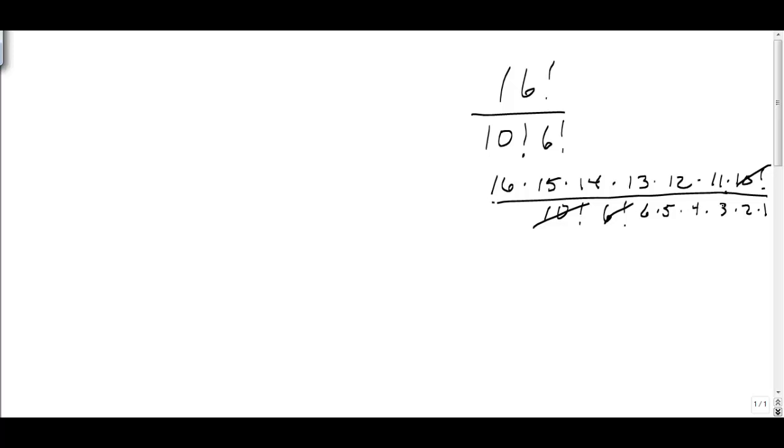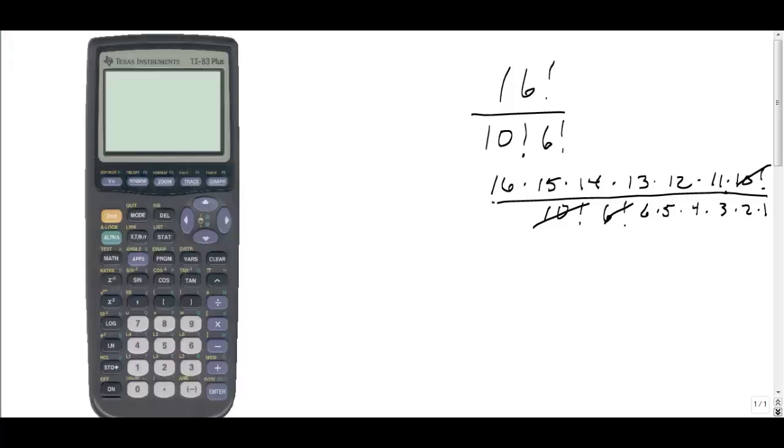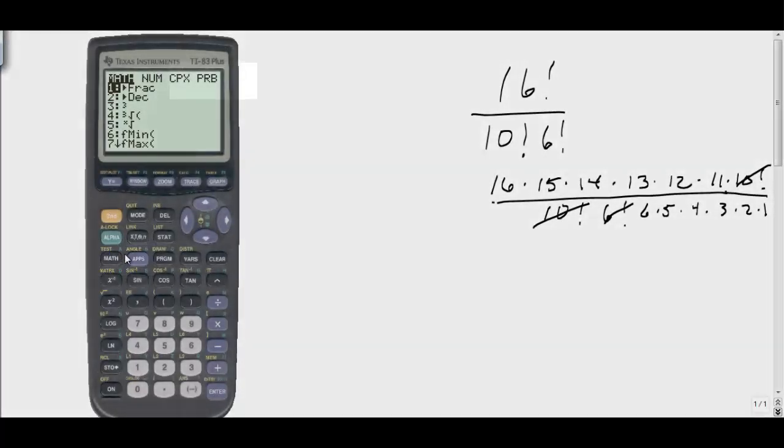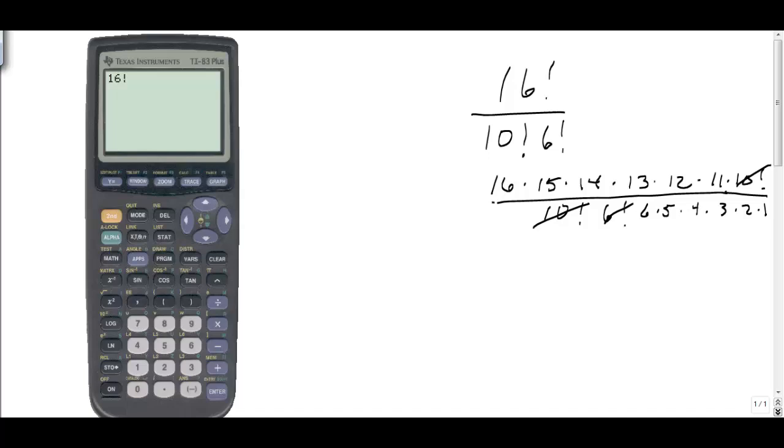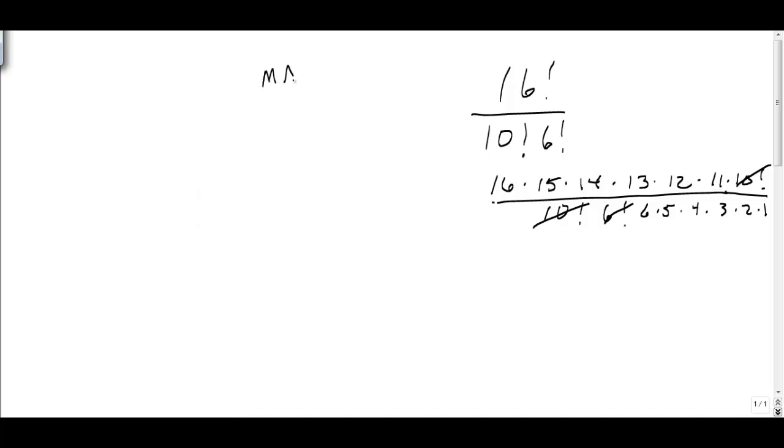Or we can use our calculator. How would I do this using my calculator? Well, first let's find what 16 factorial is. I'm going to type in 16, and I'm going to go to math. Then I'm going to go to PRB, and I'm going to go down to the number 4, which is the exclamation mark. And that gives me 16 factorial. Again, that was math, then PRB, and then we went down to the factorial, which happened to be the number 4.